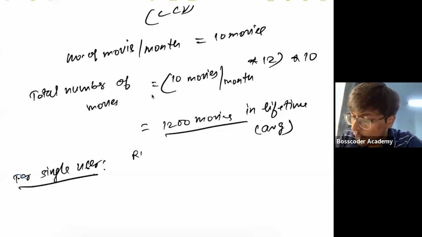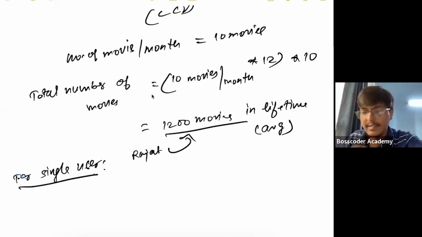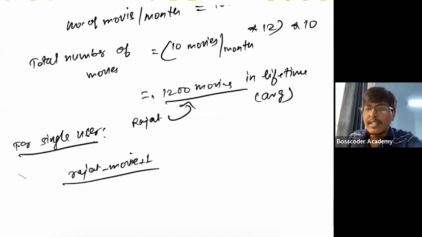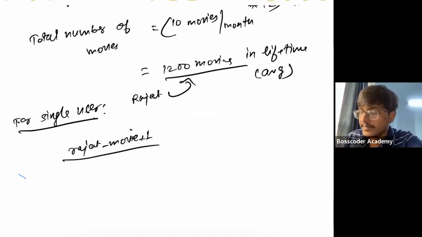Rajat, if Rajat is watching 1200 movies in his lifetime, there will definitely be interaction with all those movies, right? So what do you think one interaction will look like? Rajat and any one movie, how much will this one interaction look like? What details will be there?